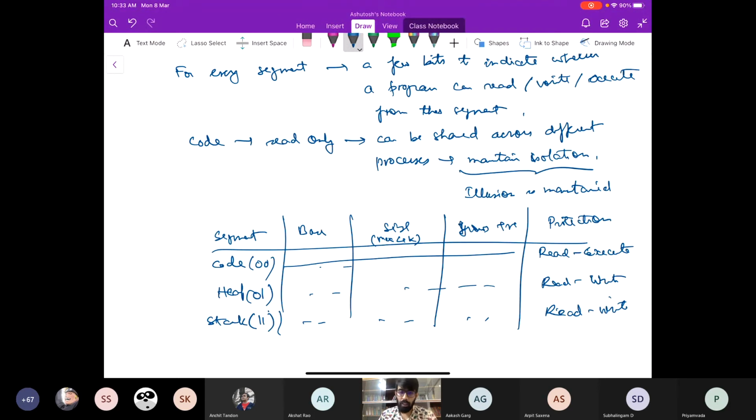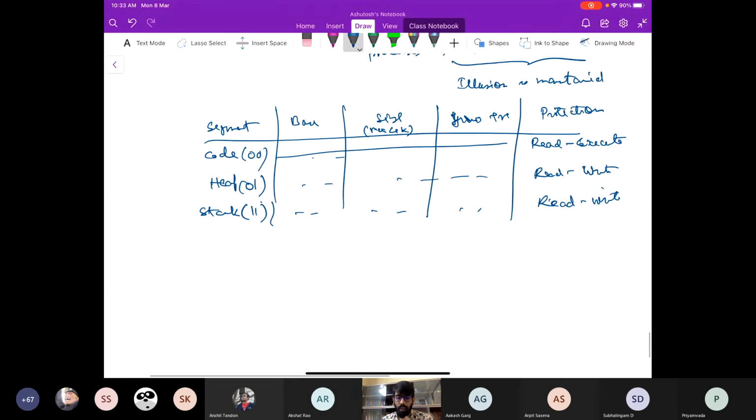So again, if some process tries to write into something that it is not supposed to, then the hardware will see that the protection bits are set some other way, and it will raise an exception. And if it tries to execute something which is not executable, again, illegal write or execute, the hardware will raise an exception.